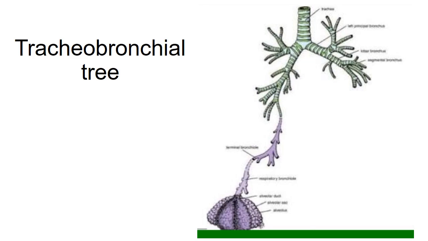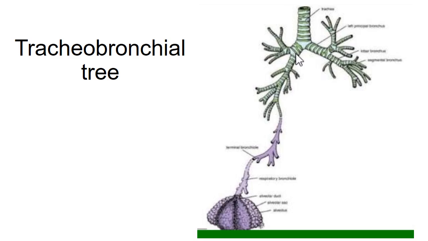Now let's talk about the tracheobronchial tree. As I have already told you, the trachea divides at the level of the lower border of the fourth thoracic vertebra. This is the trachea, which is dividing at the lower border of the fourth thoracic vertebra into two primary principal bronchi, one for each lung. This is the right principal bronchus. This is the left principal bronchus.